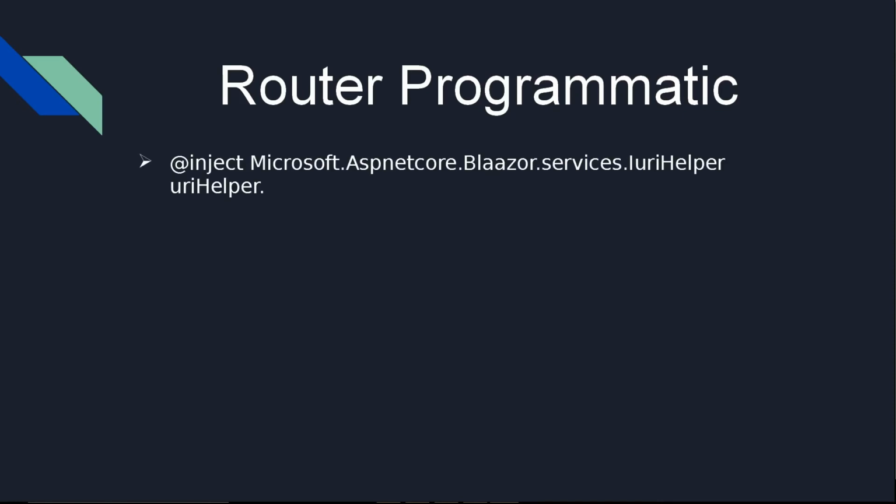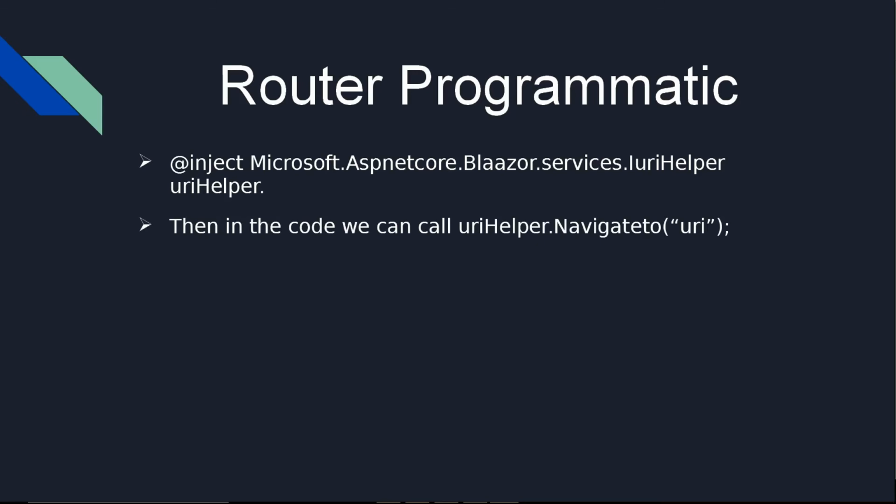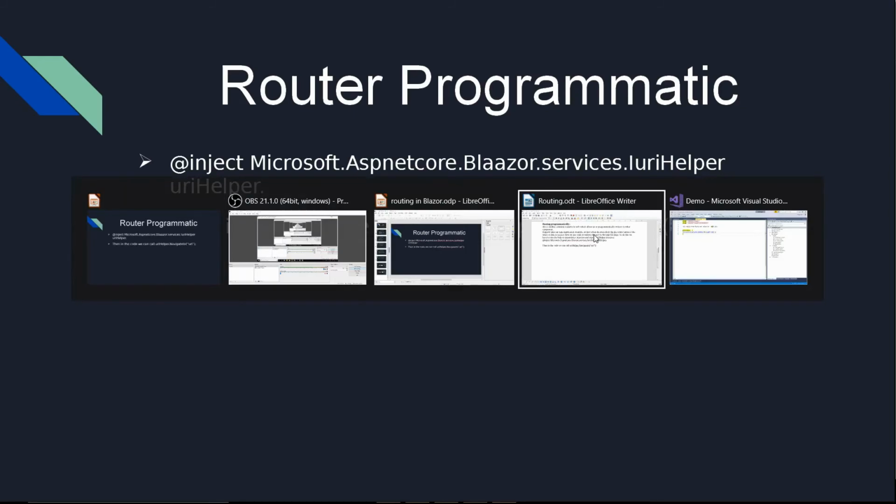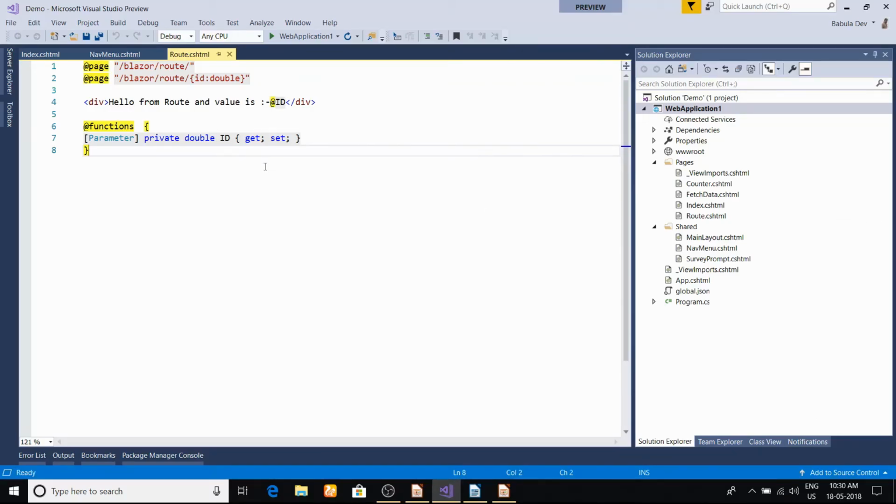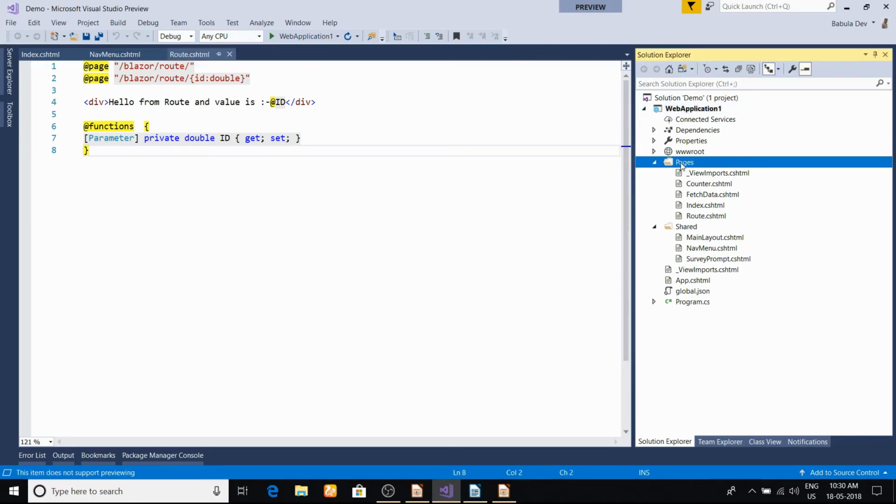To do that, first you have to declare this particular statement at the top. It's how we are injecting the IUriHelper. Dependency injection is built into the Blazor framework, and I will be discussing those things in later videos. For now, this is the statement you have to declare on the top. Once that is done, from your application you can call the URI helper, with whatever variables you have mentioned, and navigate to that particular URI. Let us see that in action. Let me open this now. We'll create another component.